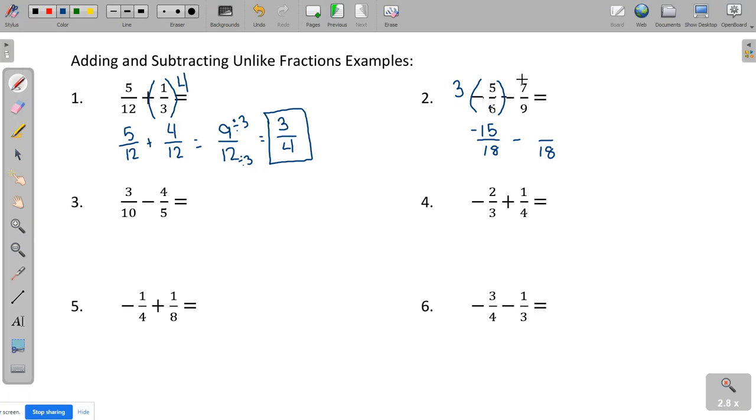Now, what times 9 gives you 18? That would be 2. So we have to multiply 7 times 2, and that gives us 14. Now we can combine these two fractions by subtracting. So negative 15 minus 14 gives us negative 29. We keep the denominator of 18.